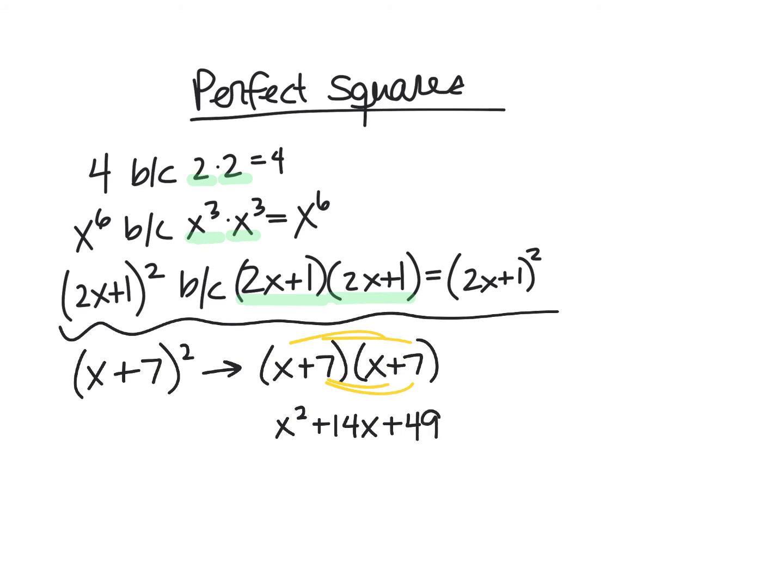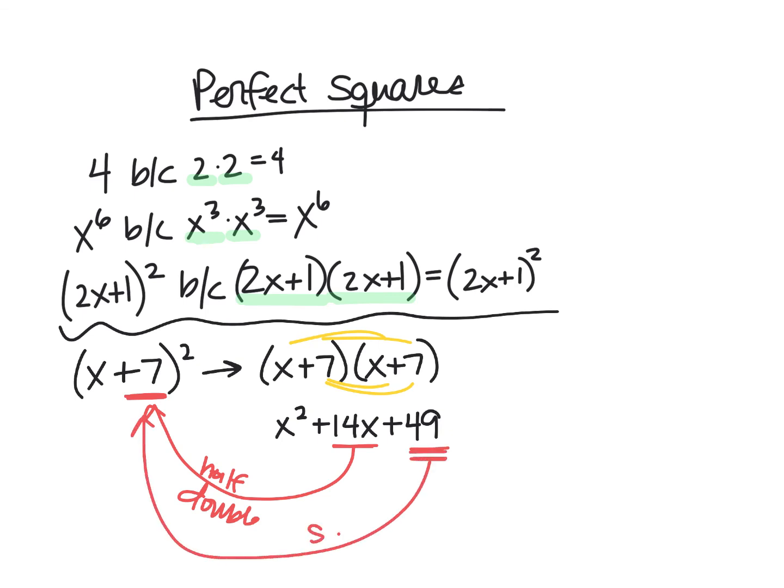A few things that I want you to see, connections. I want you to see that 7 and 14: from 14 to 7, that's half, or if you go the other way, it's double, right? That's the relationship between those two. And then 49 is this value squared. And that is true of any perfect square if you multiply it out.